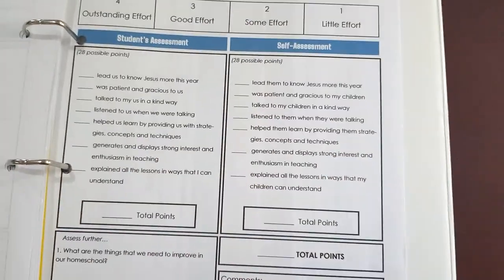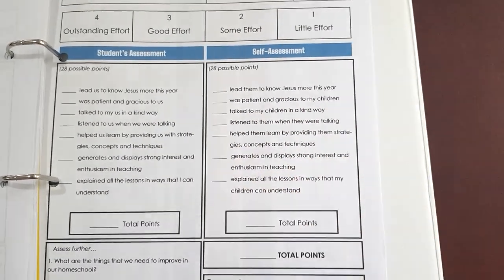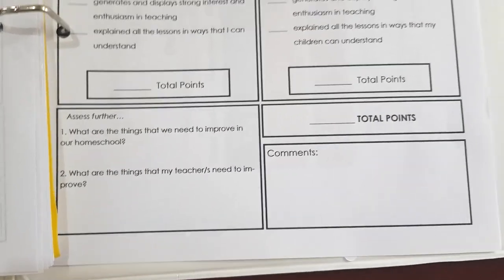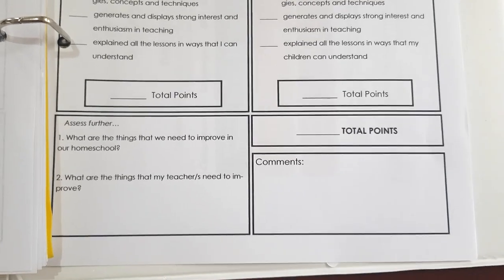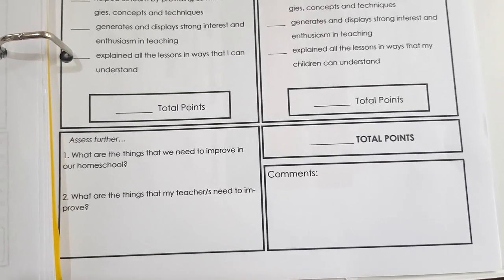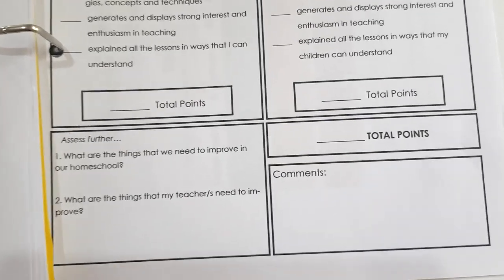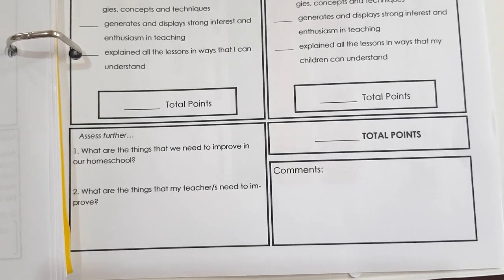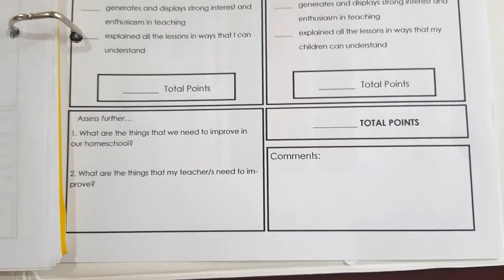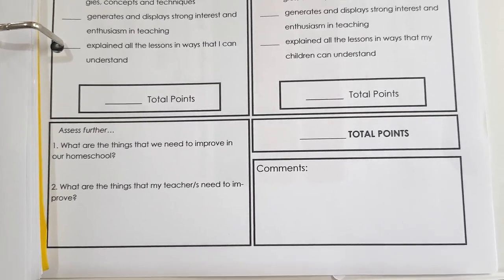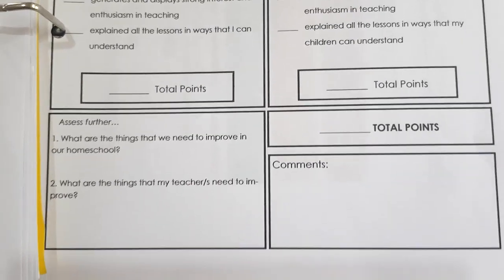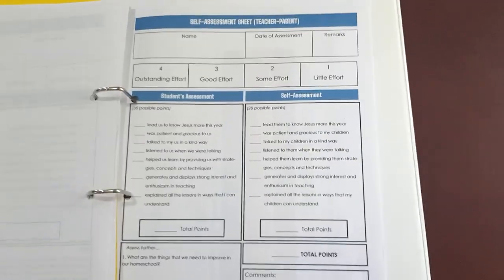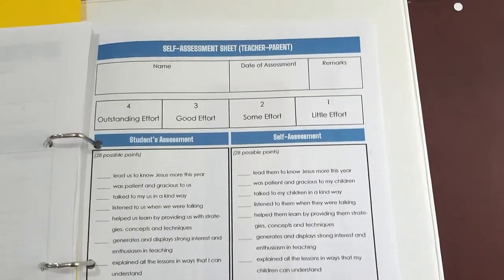So, pwede nyo ding baguhin yung mga criteria na nakalagay dito at kung ano yung gusto nyong criteria na ilagay. Okay? So, tapos meron ako dito, instead of grade, wala naman tayong grades, pero assess further lang. So, nakalagay dyan, what are the things that we need to improve in our homeschool? So, tayong buong pamilya, ano yung kailangan nating i-improve in our homeschool? And number two, what are the things that my teacher or teachers need to improve? So, kung yung asawa natin ay nagtuturo din, ano din yung mga kailangan niyang i-improve? And tayo din, ano yung mga kailangan nating i-improve? Okay, so that way, we can be better, di ba? Or the best teacher-parent for our kids. So, that's the self-assessment sheet.